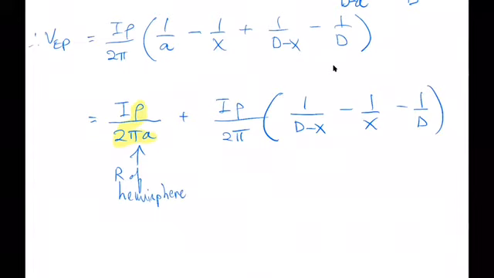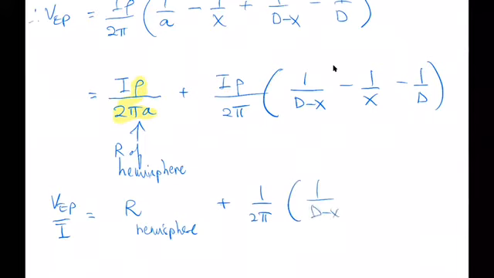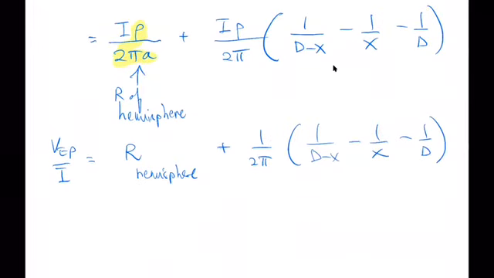Okay, if I bring I to the other side, I will get VEP over I. Then I will be left with R hemisphere plus 1 over 2 pi rho, 1 minus D minus X minus 1 over X minus 1 over D. Correct? Oh, rho, should be rho. Okay, all right. Now, yeah, correct.